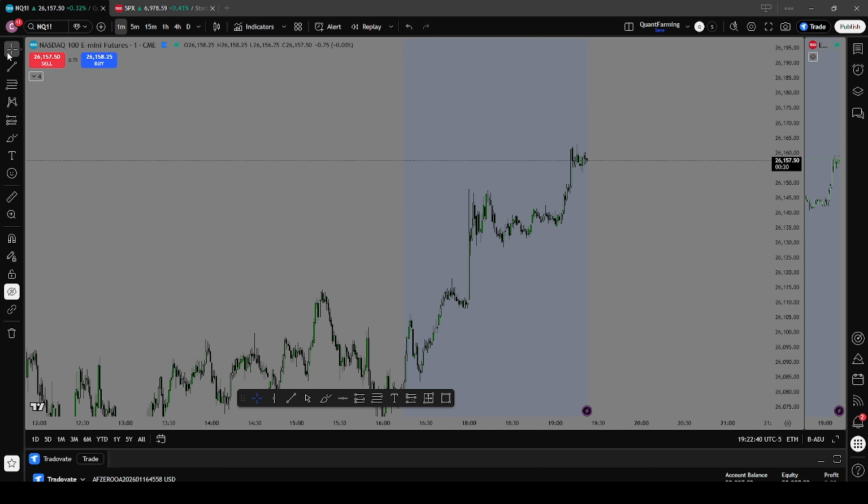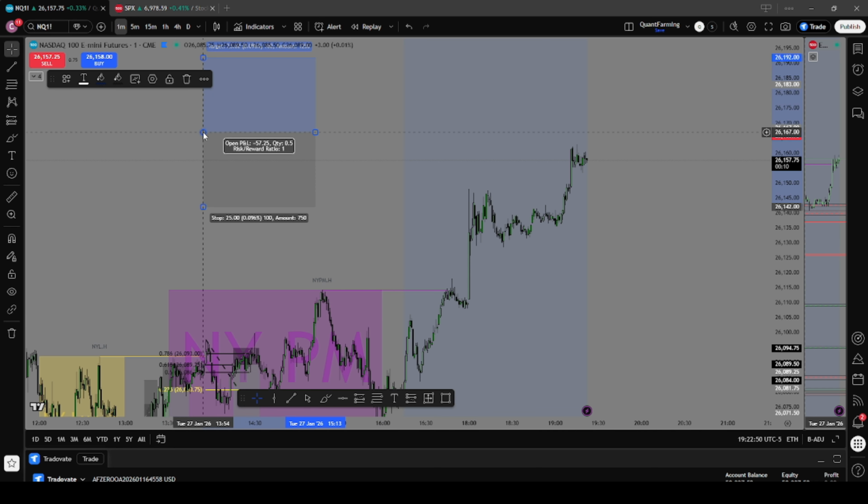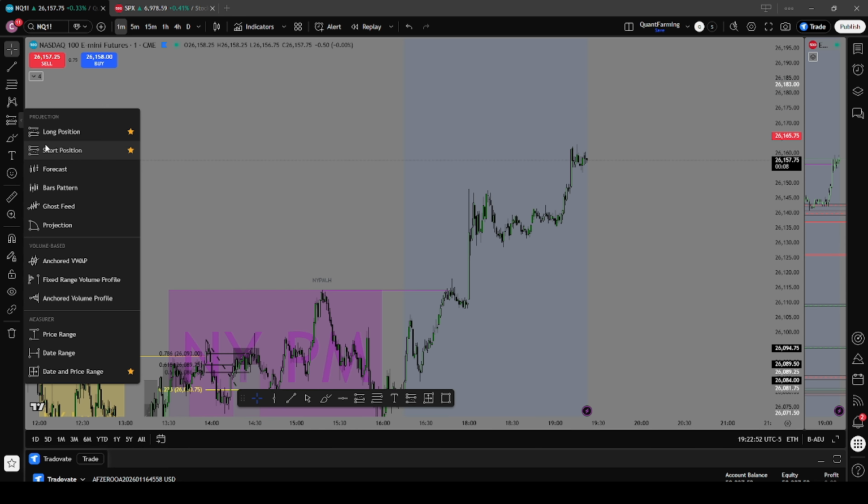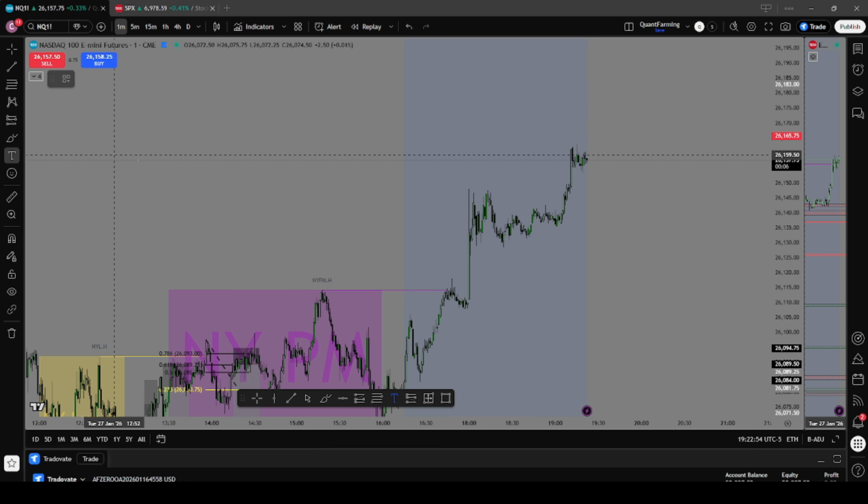And then on the left side here, you have your toolbar. So you don't really need to worry about a lot of these. You have things like trend lines, you have things like long and short positions and text, everything like that. Stuff you don't really need to worry about.